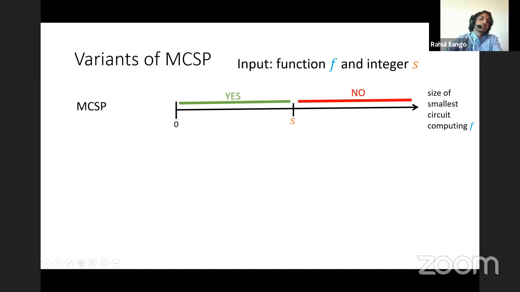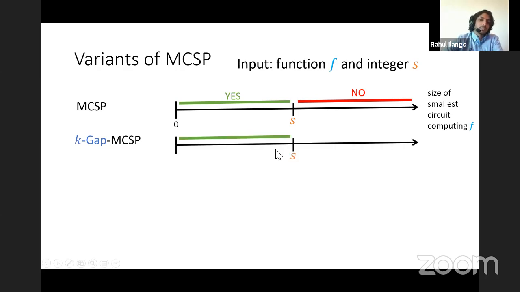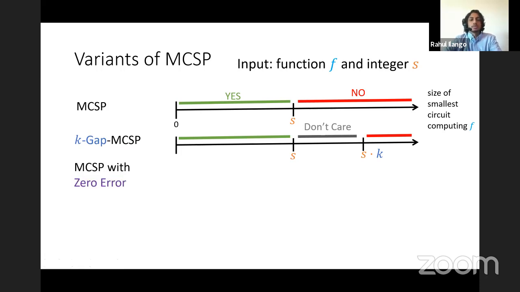But you can also talk about approximation versions, where you still say yes if the complexity is less than or equal to s, but now you only have to say no when the complexity is a factor of k greater than s. And if it's in between, you can say either yes or no. There are also these interesting average case versions of MCSP, where you need to compute MCSP, but you're allowed to make errors, in some sense.